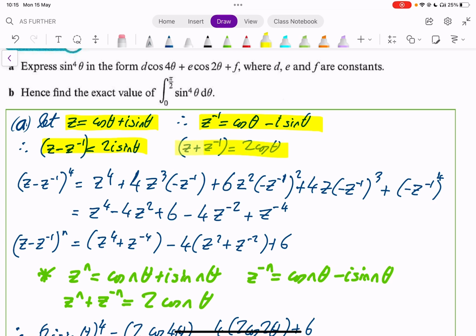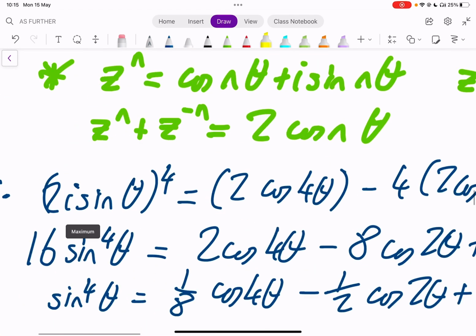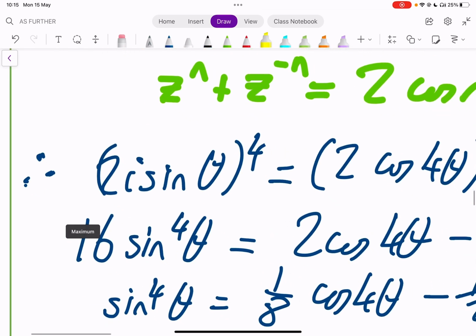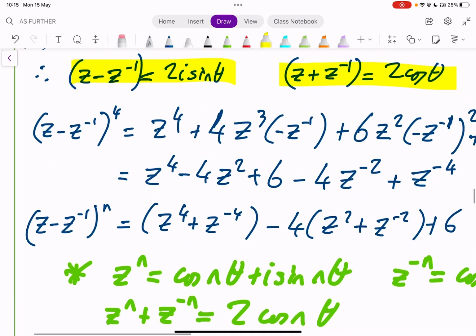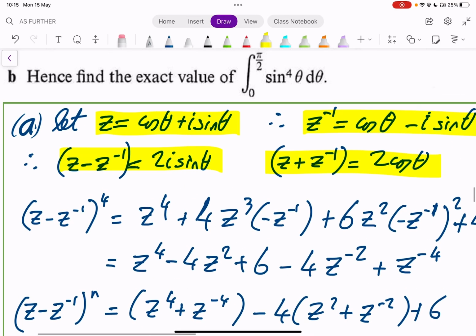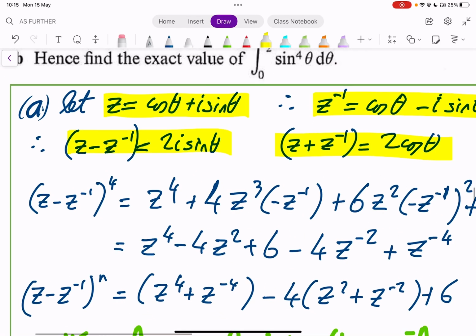If you'd added them, you would get z plus z to the minus 1 is equal to 2 cos theta. Now what we're doing here is finding what z minus z to the minus 1, to the power 4, is. Skipping down a bit, z minus z to the minus 1 is 2I sin theta. Remember, we're trying to find it to the power 4, so that's what we're doing here: 2I sin theta, to the power of 4.